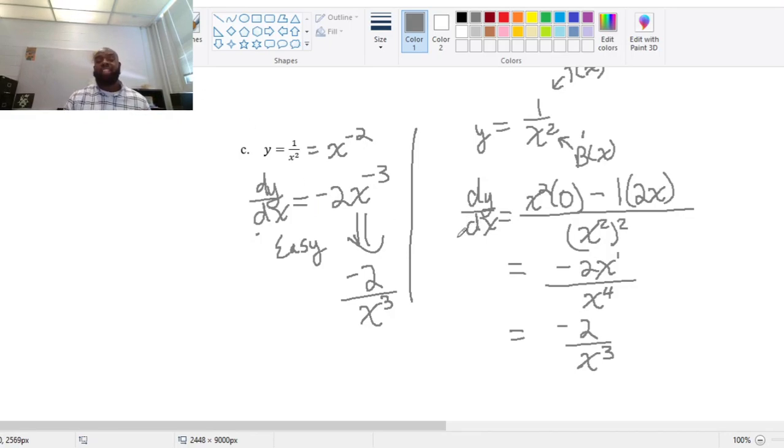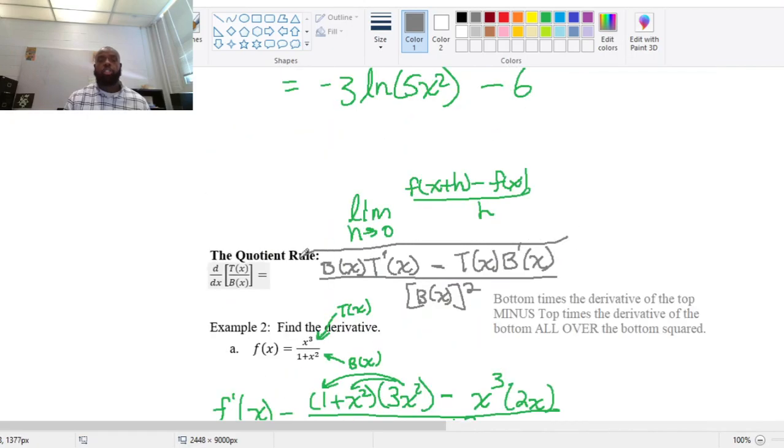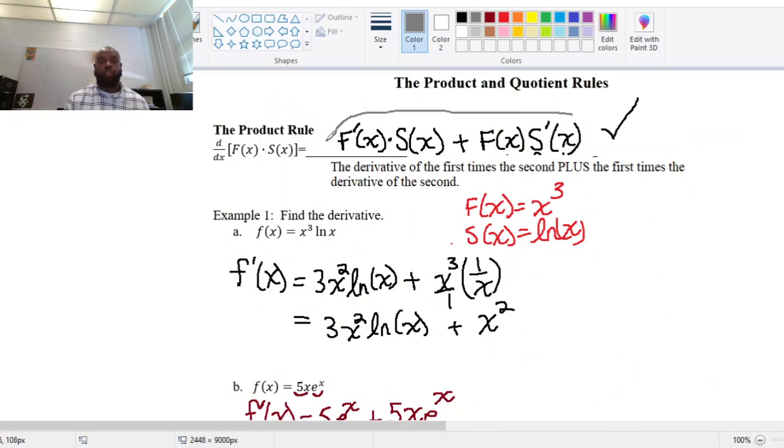All right, but this is our quotient rule, and this is our quotient rule here, and we also have our product rule where we have a first and second function multiplied by each other, and that concludes our video.